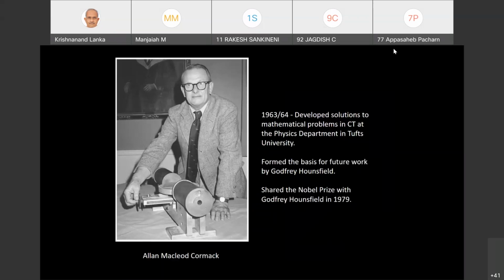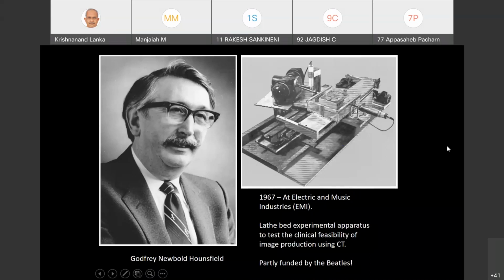So he is the man. In 1963-64, he developed solutions to mathematical problems in CT at the physics department in Tufts University. He formed the basis for future work by Godfrey Hounsfield. In fact, Allan Cormack was given the Nobel Prize in 1979. So these two people, and this is Godfrey Hounsfield.